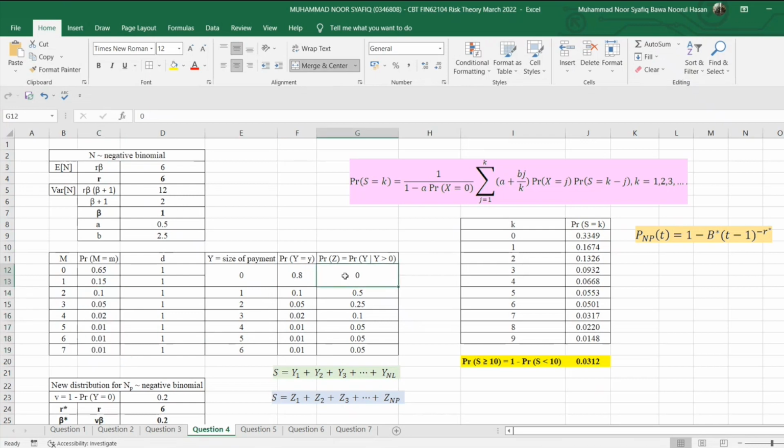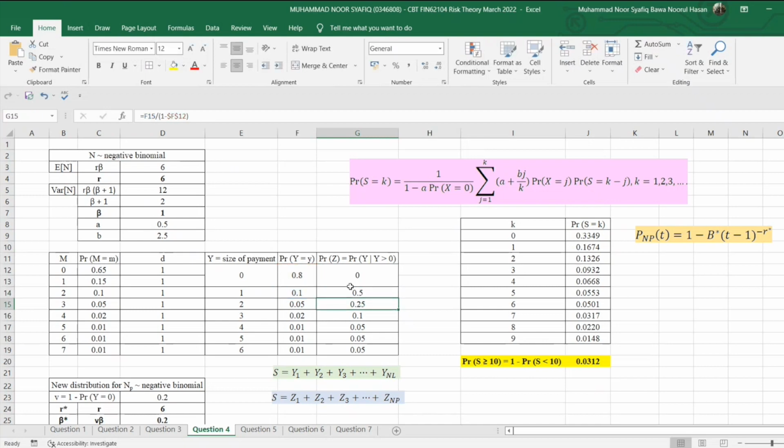But for probability Z, which is payment per payment and also known as a non-zero payment, when the size of payment is equal to 0, the probability here is equal to 0. So modification for the probability must be done because this 0.8 now has become 0. So the total probability balance here is actually 1 minus 0.8, which is 0.2. So what we have to do to find the probability of Z is actually take the initial probability of Y divided by 1 minus 0.8.